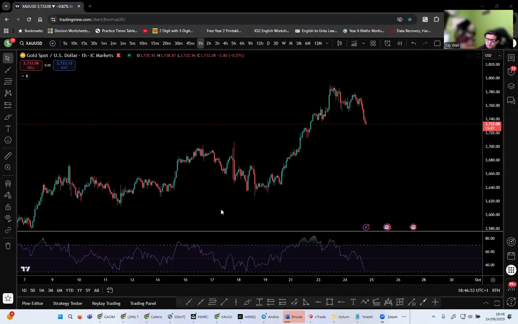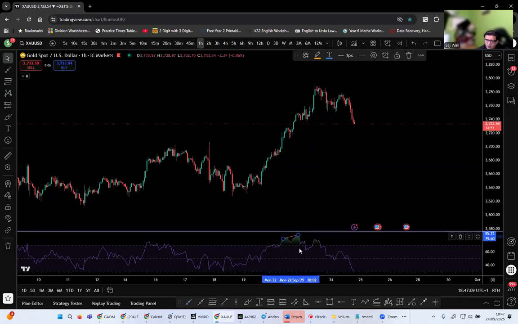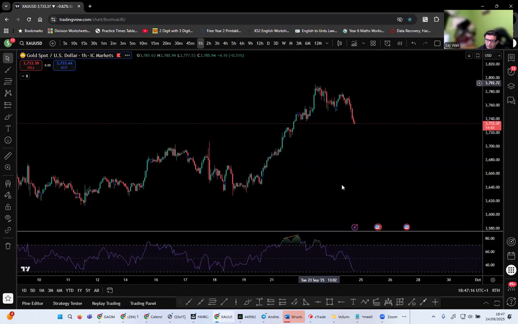So in this case, as you can see, we have a divergence here. Look, the market is above 70. So it has to be above 70 for the bearish setup, and below 30 for the bullish setup. Here we didn't have a divergence. Let me explain to you.